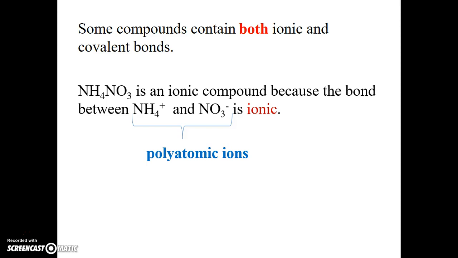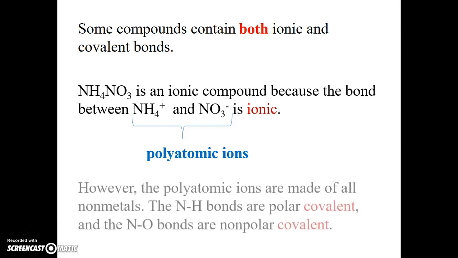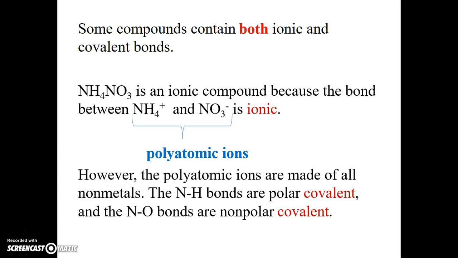However, you can see these charged ions, these groups of atoms that have a charge, have to be held together themselves somehow. So in the case of nitrogen bonded to hydrogen in the ammonium ion, those again are polar covalent bonds. Nitrogen bonded to the oxygens in the negative nitrate ion are nonpolar covalent bonds. So overall, the compound has covalent bonds holding the parts of the polyatomic ions together, but then an ionic bond holding the compound itself together.